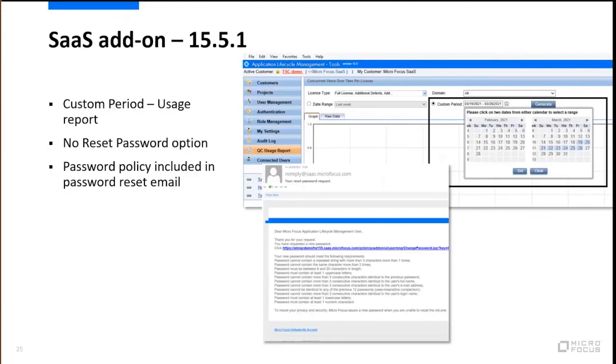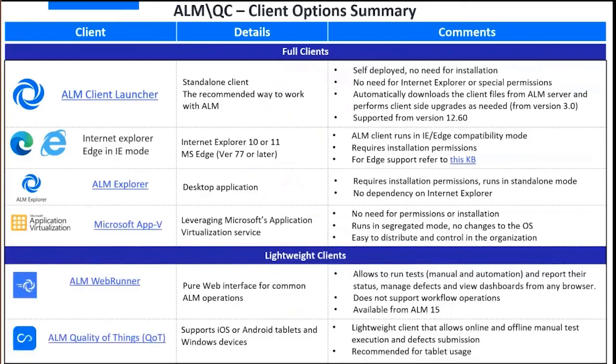So these were the key enhancements. With regards to the ALM client and the different options we have, here is a quick summary. We talked about Client Launcher, which is the recommended way to work with ALM. We have Internet Explorer, and in Edge, we can access ALM in IE mode, but that would require some configuration changes. We have a KB article which can guide you on how to configure Edge to use ALM.